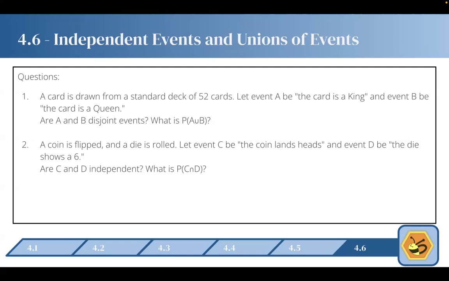Why don't you try both of them? To clarify, that's are they disjoint and the union as well. If you want to send both answers in one message, that's fine.